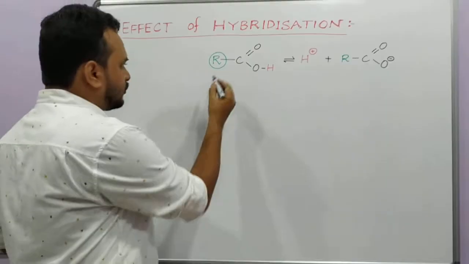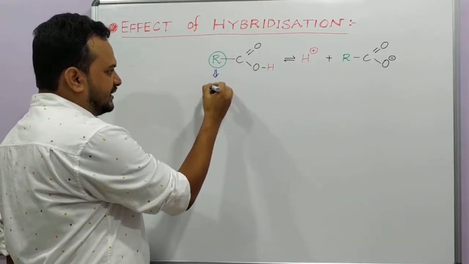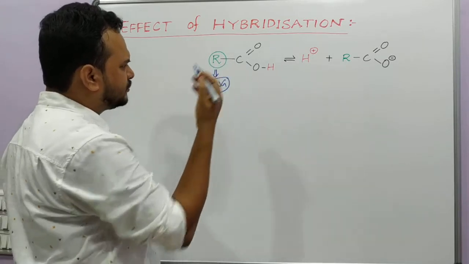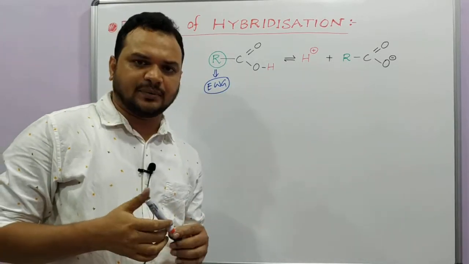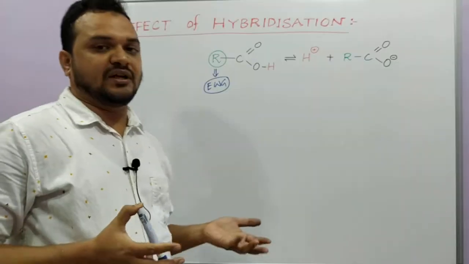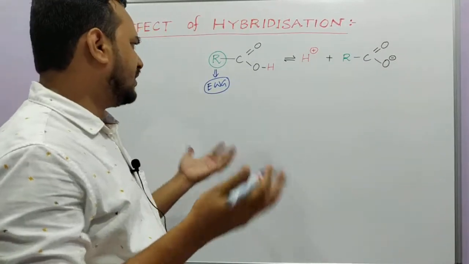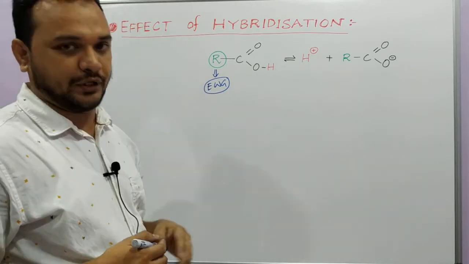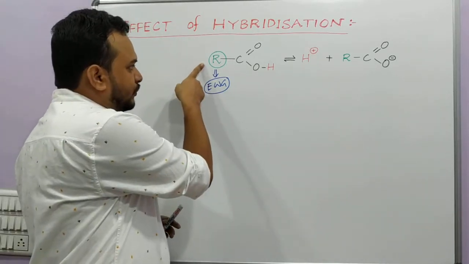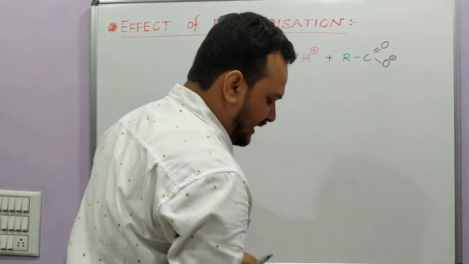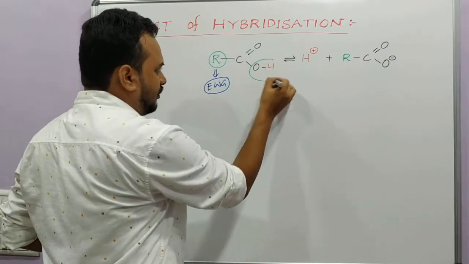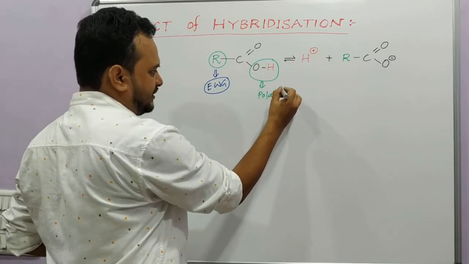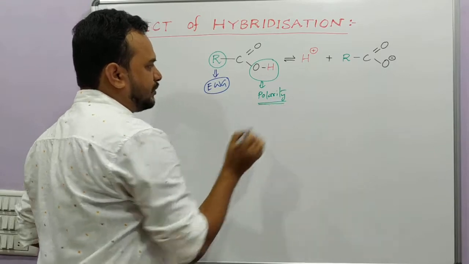Now if this R group is an electron withdrawing group, EWG, it can withdraw electrons by many of the organic mechanisms, like by minus R effect, minus I effect, hyperconjugation, whatever electronic factors are there. If somehow this R group is an electron withdrawing group, it will enhance the polarity of this OH bond. This is the main important factor for the acidity of carboxylic acid.